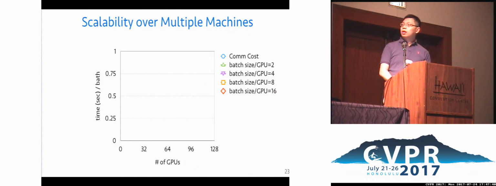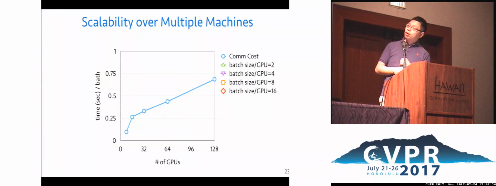I increased the number of GPUs from 8 to over 100. This is the communication cost, with no computation, just synchronizing gradients. You can see there's a big jump from a single machine to multiple machines, and then it decreases linearly.